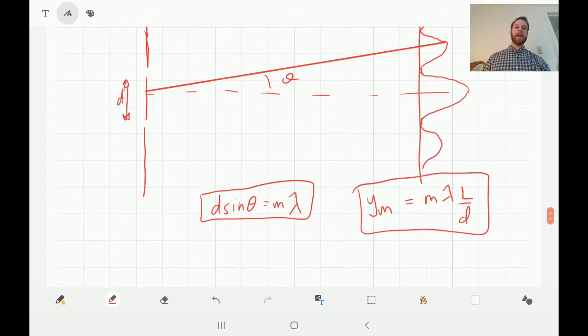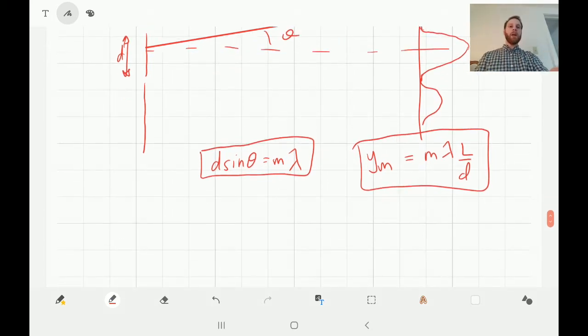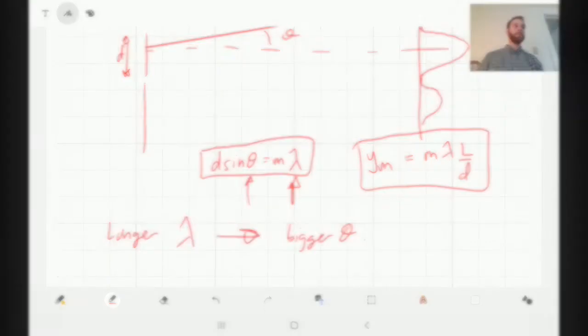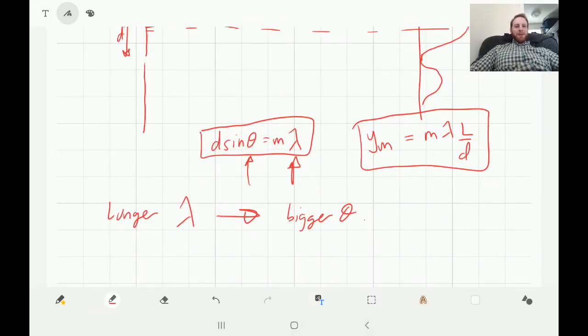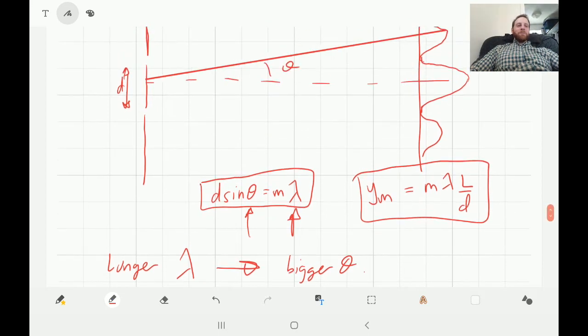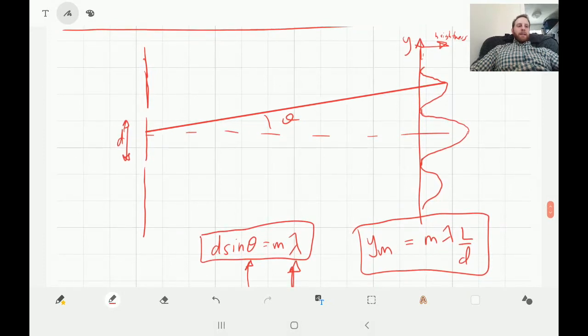So if you think about how these things go, longer wavelengths, longer lambda, will give you bigger sine of theta, which means bigger theta. And I'm in a new location now. What that means is that the pattern that you see here will be different for longer or shorter wavelength. If longer wavelength gives you bigger theta, shorter wavelength gives you smaller theta.